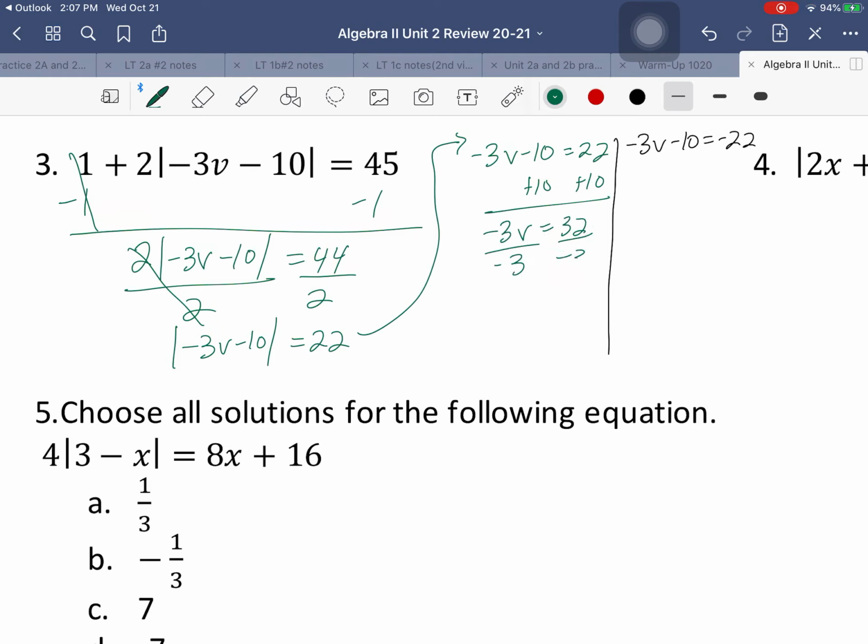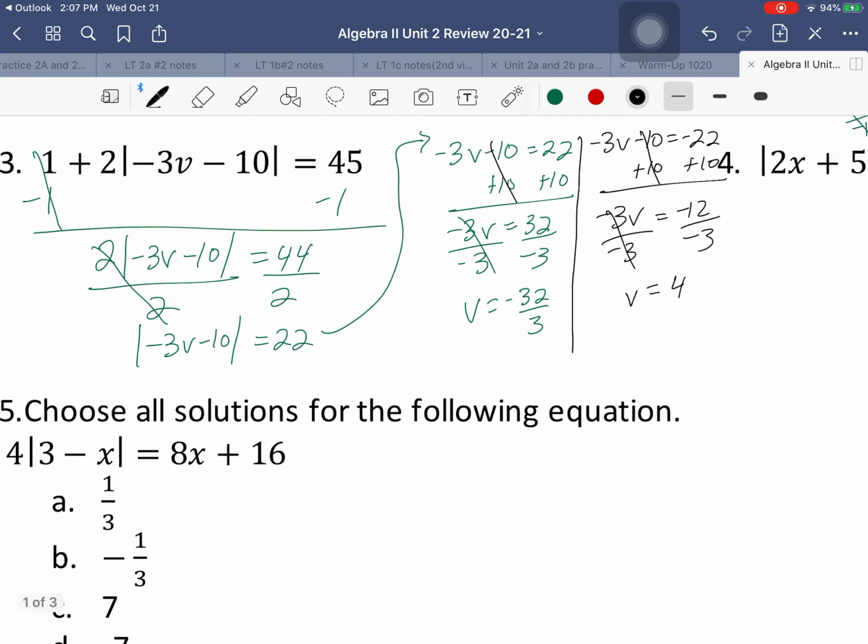Divide by negative 3. And we have a fraction, negative 32 over 3. Just going to have to leave it like that. Add 10 on the right side. Never cancel that other one out. Divide by negative 3. 2 negatives divide to a positive. So that one works out to a nice integer. The other one is a fraction, and that's okay. We're going to check both of these.